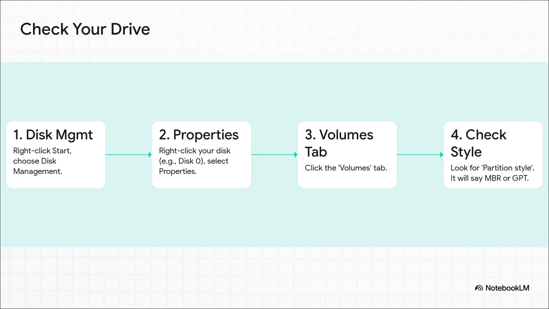So, what's your drive running? Curious? You can actually check in about 15 seconds. It's super easy. Just right-click your Start button and open Disk Management. Then right-click your main disk, go to Properties, and click on the Volumes tab. It'll say it right there in plain English, MBR or GPT.